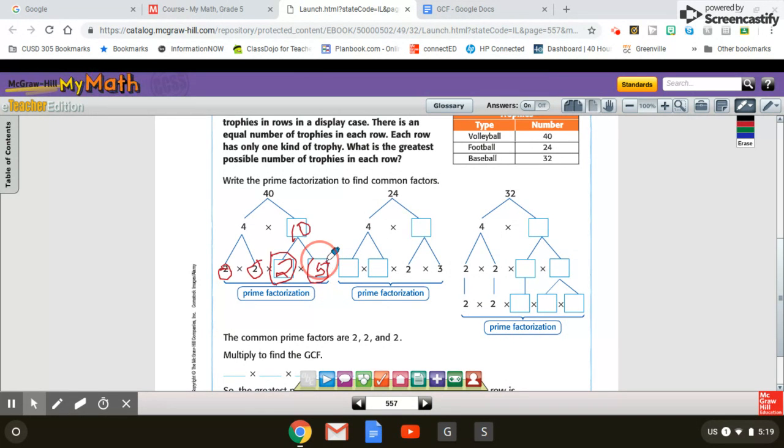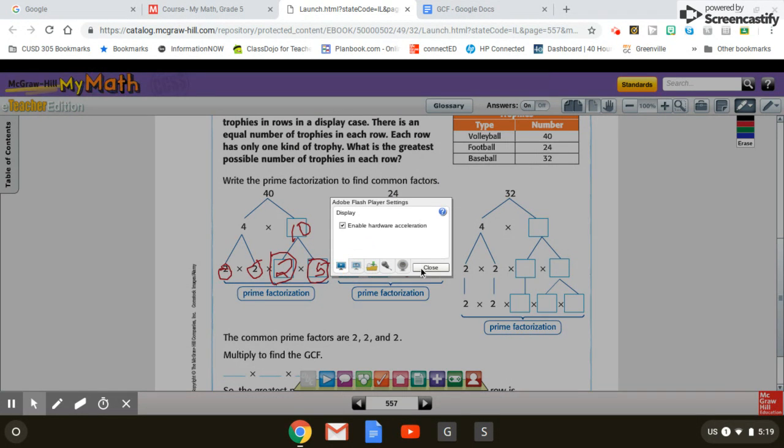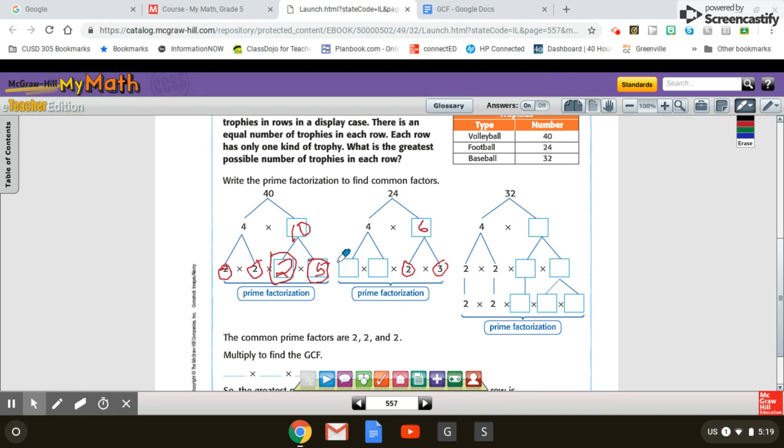Now we'll move on to the 24. What times 4 gives us 24? Well, that's 6. They went ahead and already broke down the 6 into 2 times 3. You wouldn't have that luxury, but they did it for you already. So 2 times 3, and then we have to break the 4 down, which we did on the other side, to 2 times 2. All right, so we have a 2 times 2 there, and we circle both of those because they're both prime. So our prime factorization of 24 is 2 times 2 times 2 times 3.